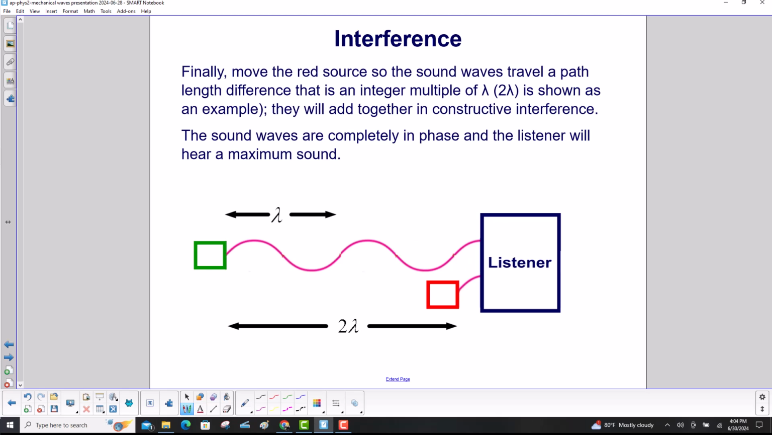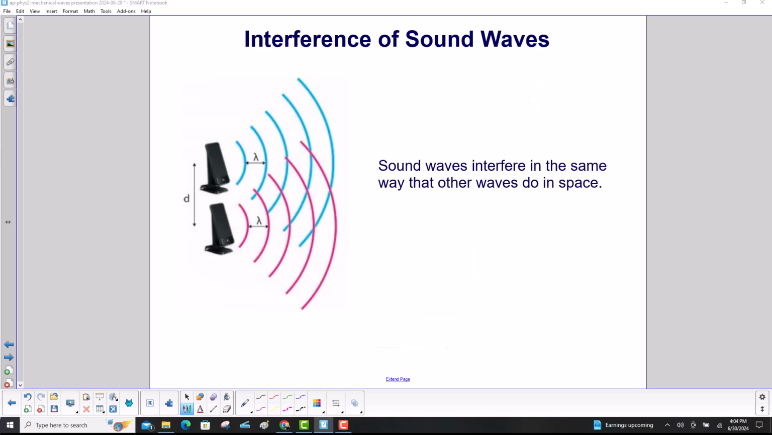Finally, move the red source so the sound waves travel a path length difference that is an integer multiple of lambda. We're going to show 2 lambda this time. Right here's 2 lambda. That's the difference between where the green box is and the red box. They will add together in constructive interference. Right, you can just see a little bit here. It's rising up there and it's exactly matching that one.